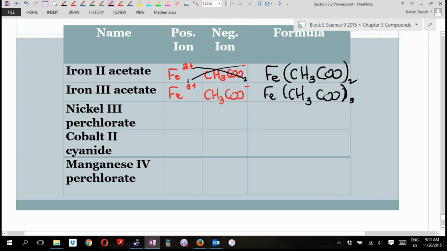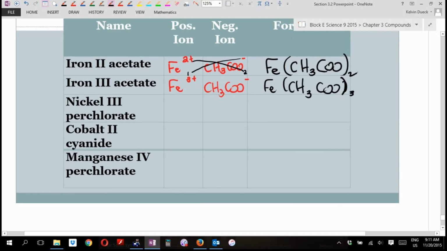Nickel 3 perchlorate. Okay. Nickel, well, that's Ni. Nickel is multivalent. Oh, no, 3 plus. Perchlorate. I have no idea what that is. Oh, there it is. ClO4 negative.